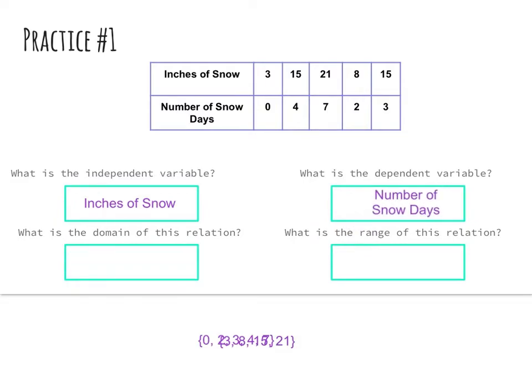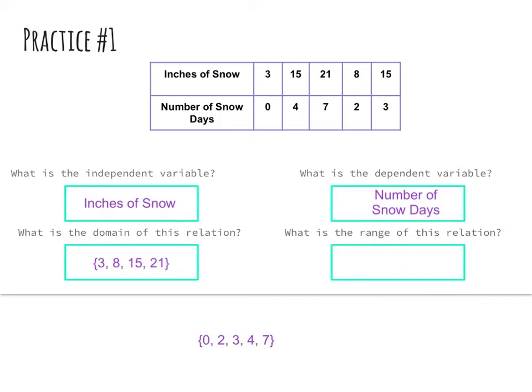Then it asks for the domain, and I know the domain is going to be a list of all of the inputs, all of the x values, in order from least to greatest, with my set notation. So I know my smallest number there is 3, then 8, then 15, then 21. But wait, there are two 15s. Why did I only write one 15? Whenever you're listing the domain, you only need to list each input once. You don't have to list 15 twice because you've already listed it once.